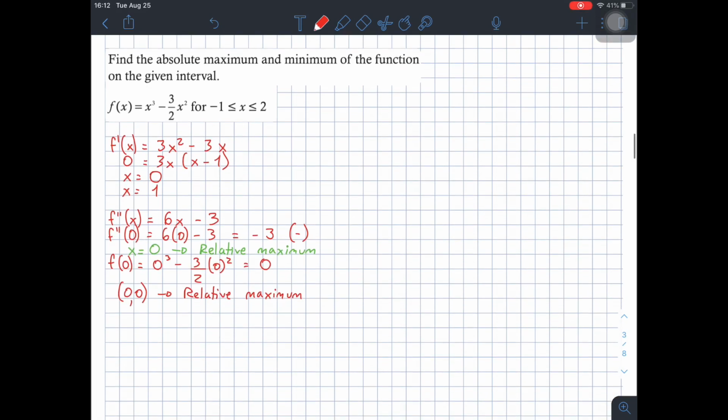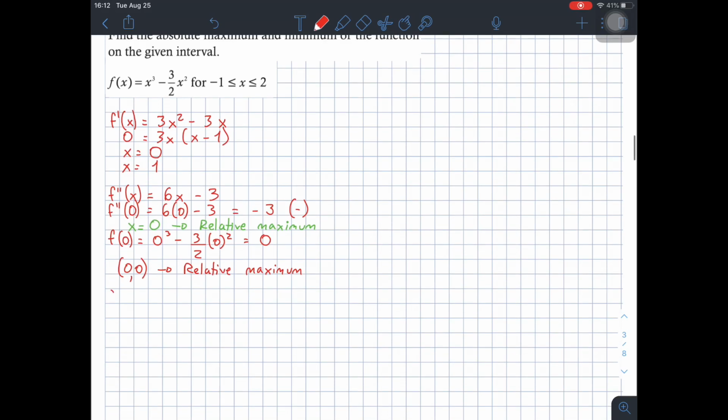Okay, then I need to evaluate the second derivative for the other critical number, which is x equals 1. So we're going to find f double prime of 1 and see what sign we get. We get 6 times 1 minus 3, and this is positive 3, so we get a positive value. That means that the critical number x equals 1 corresponds for now to a relative minimum point.